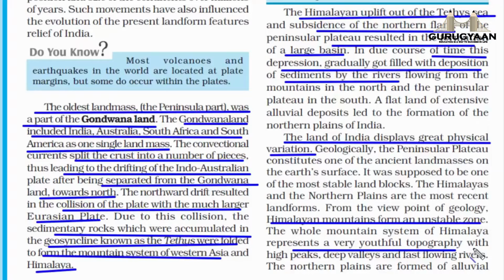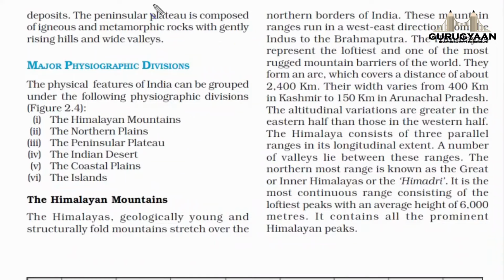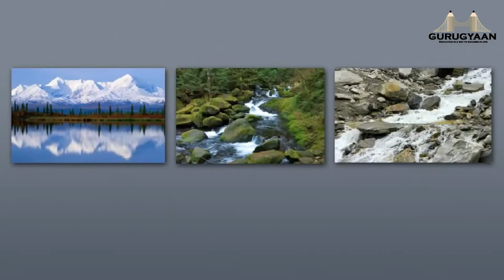On one hand, Himalayan mountains are an unstable zone, but they are very rich in alluvial soil. So alluvial soil is formed from fast flowing rivers. And Himalayan mountains consist of high peaks. And these high peaks generate a lot of ice, glacier.